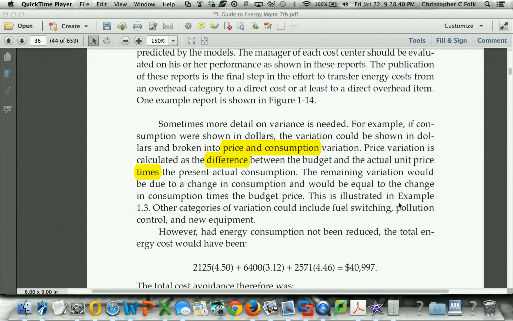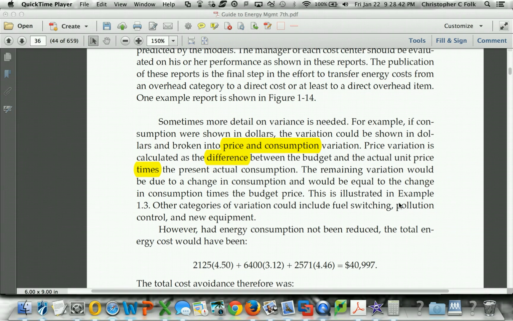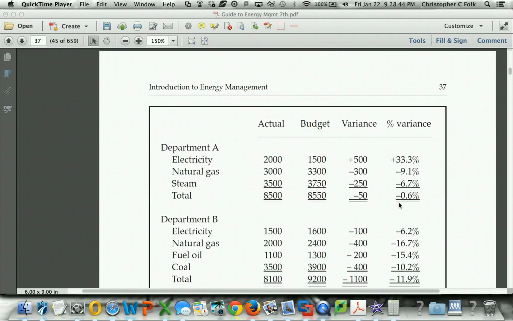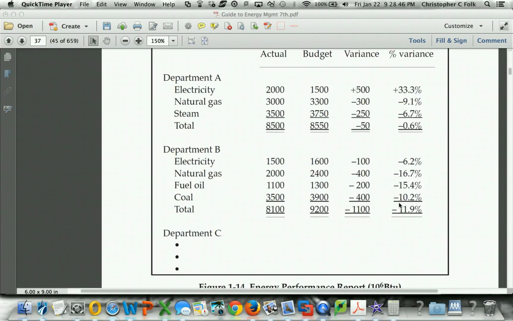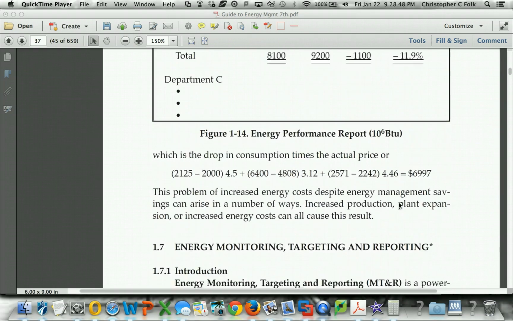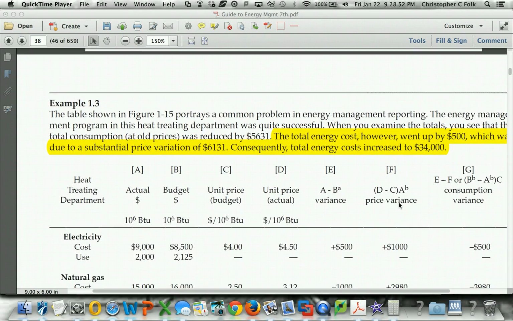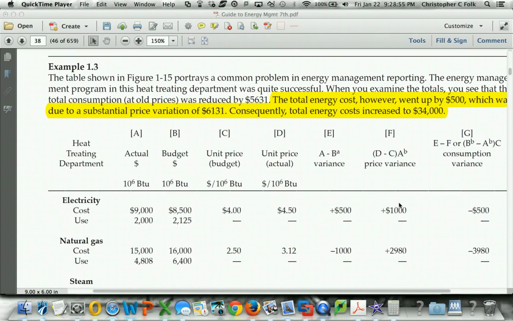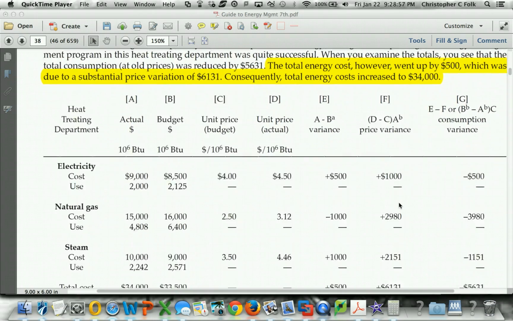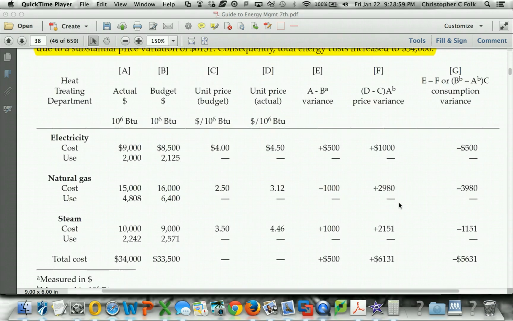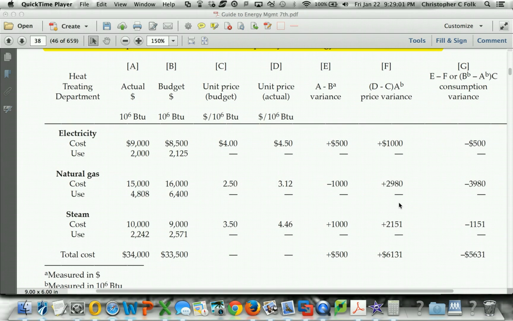So coming up here, we have an example right here. Not this example right here. It's listed here in example 1-3, and it's explained on the page before. So what happens on this page is the heat treating department of, I don't know, maybe they make lawnmower blades. I don't know what they make.